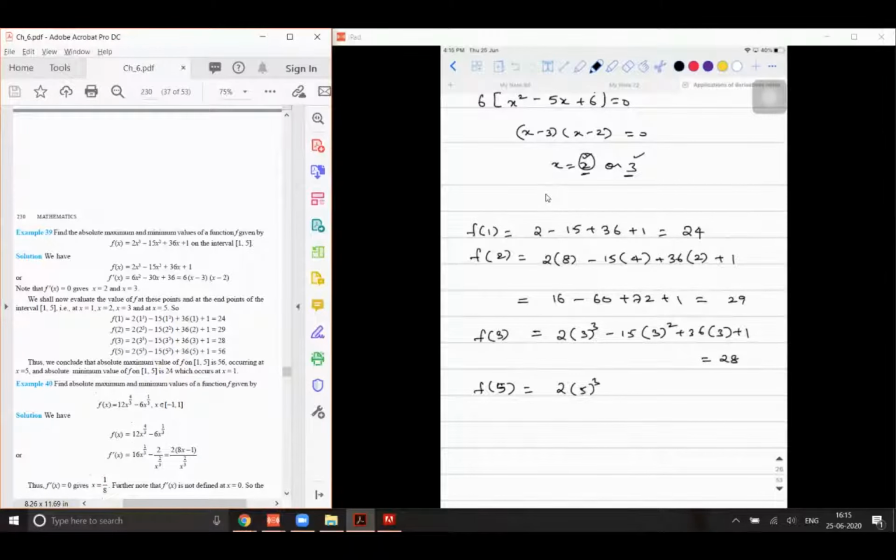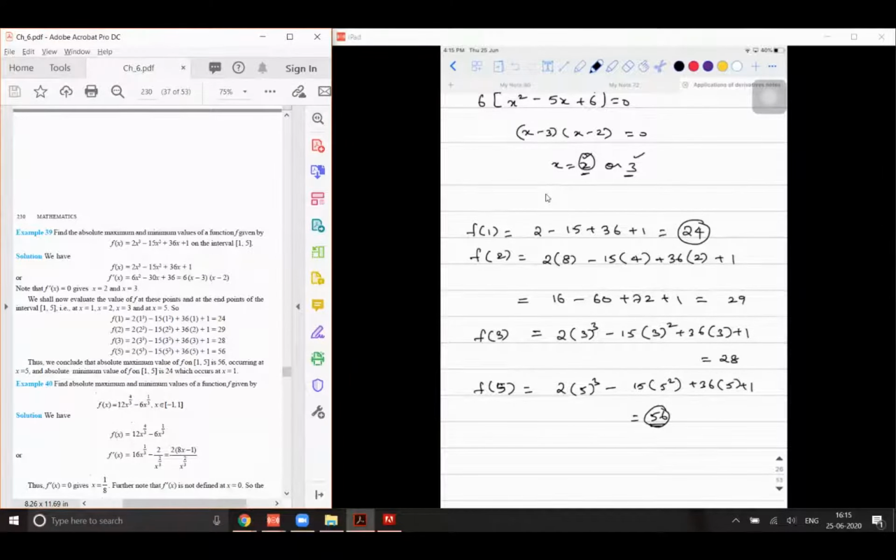So 2 into 5 cube minus 15 into 5 square plus 36. Yeah, so it is 56. Right. So what is the minimum value out of all these values? So 24, 29, 28 and 56. What is the least value? The least value is attained at 24. So the least value is attained at x is equal to 1 and the greatest value is attained at x is equal to 5, which is 56.